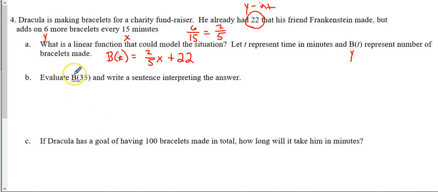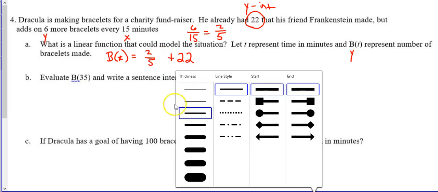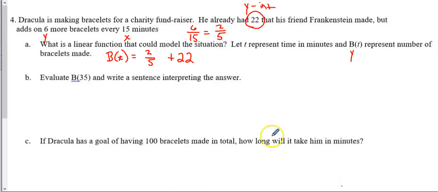Now this is evaluate B of 35. Evaluating a function, all that means is you fill in... you know what, I should put t right here. Let's erase the x and put a t right there, just so we don't get confused with what goes where. That's still the x, but we're going to put a t, a cursive t. So B of t equals 2/5 t plus 22.